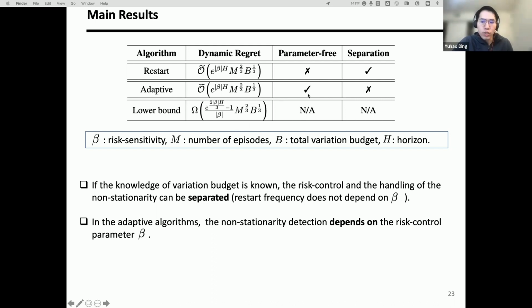One insightful conclusion is that the risk control and the handling of the non-stationarity can be separately designed if the variation budget is not known a priori. What I mean by separately designed is that we can handle the non-stationarity and the risk control separately. That is, when we design this restart mechanism by deciding how frequently we should restart our estimation, this restart frequency does not depend on the risk-sensitive parameter beta. However, if we apply the adaptive detection-based algorithm, the non-stationarity detection depends on the risk control parameter, and therefore their designs are coupled and cannot be separated.